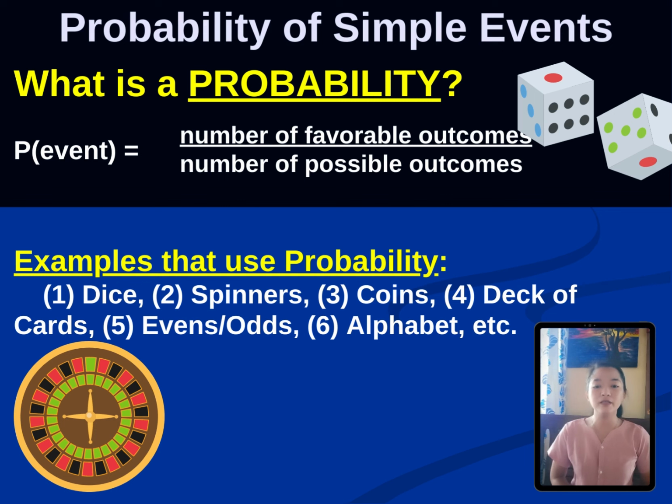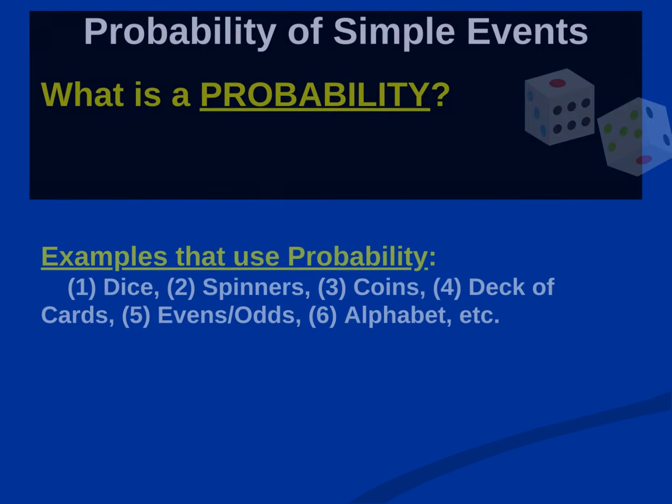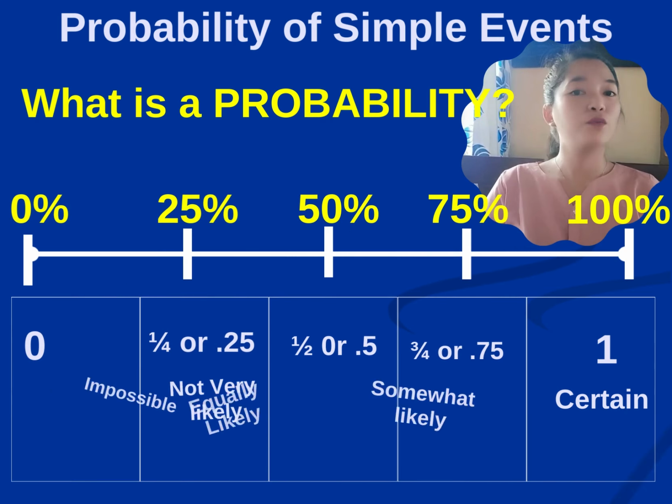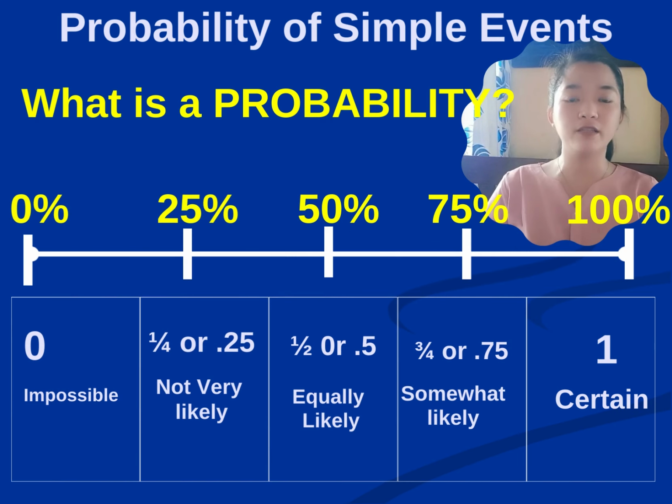And probability is usually used in playing dice, spinners, coins, deck of cards, events or odds. We can also use it in alphabets and etc. That's how useful the probability is. We can identify if that event is impossible, not very likely, equally likely, somewhat likely, or certain to happen. It depends on the result of the probability.